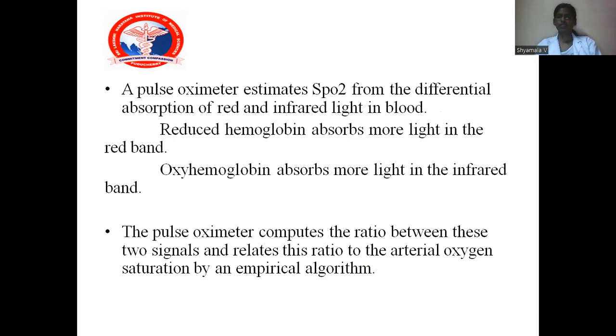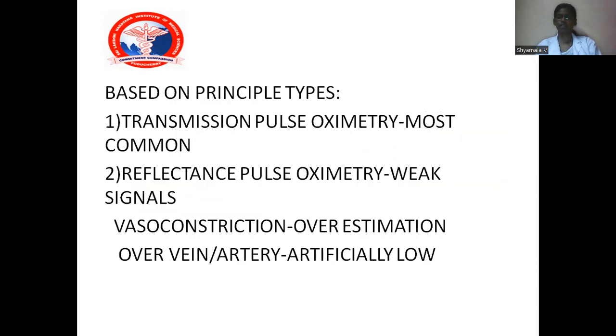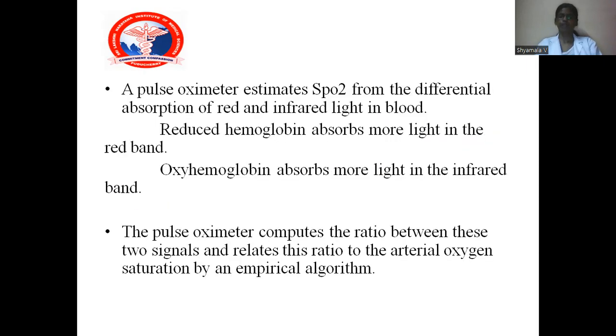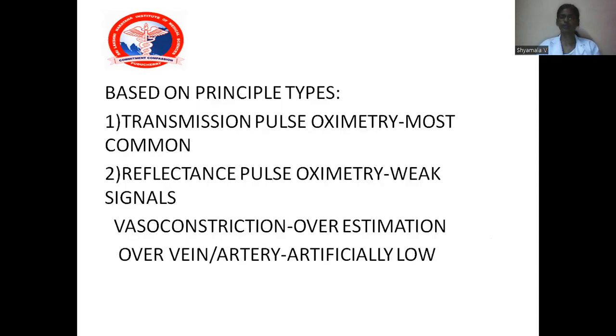So based on the principle of pulse oximetry, there are two main types: transmission pulse oximetry and reflectance pulse oximetry. A pulse oximeter estimates oxygen saturation from the differential absorption of red and infrared light in the blood at different wavelengths. Reduced hemoglobin absorbs more light in the red band with a wavelength of 660 nanometers, whereas oxyhemoglobin absorbs more light in the infrared band at a wavelength of 940 nanometers.